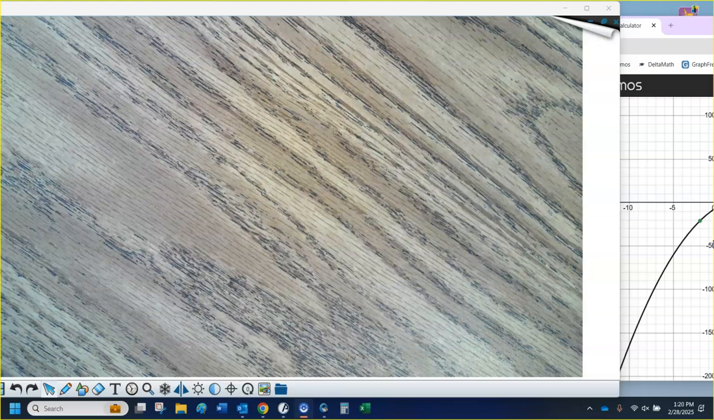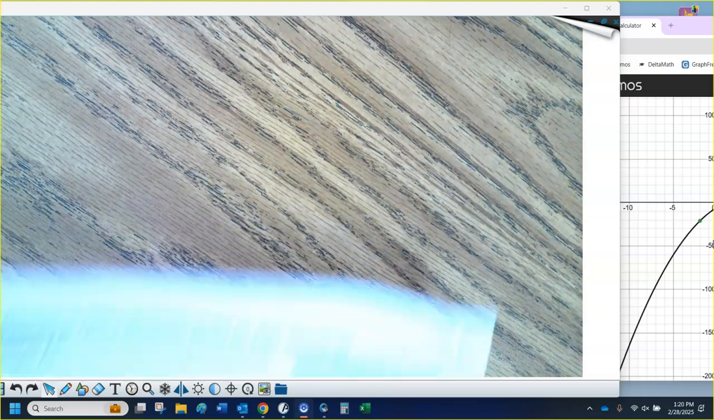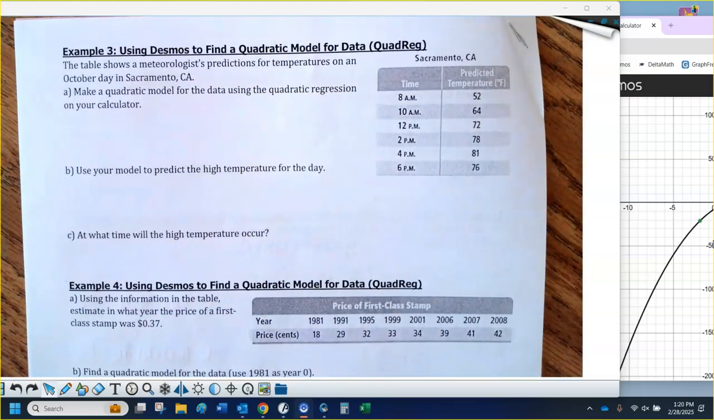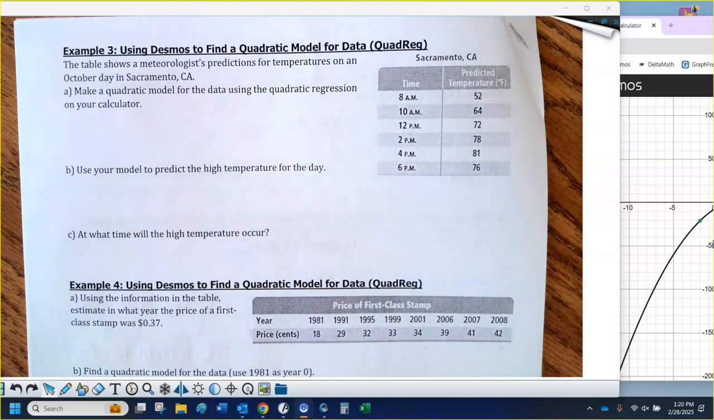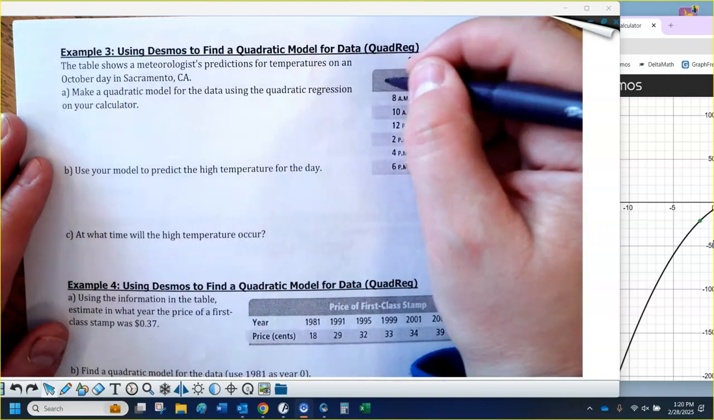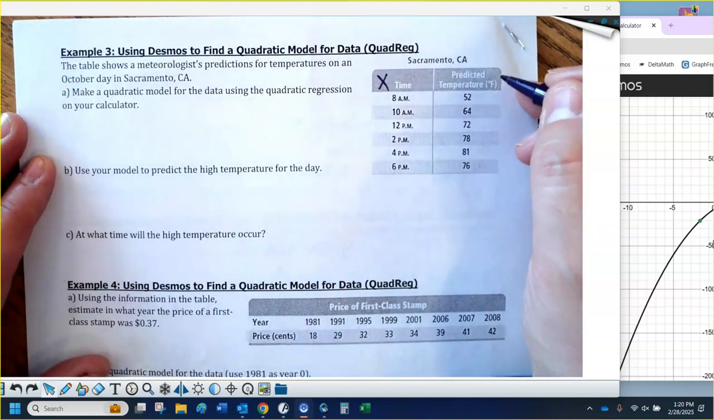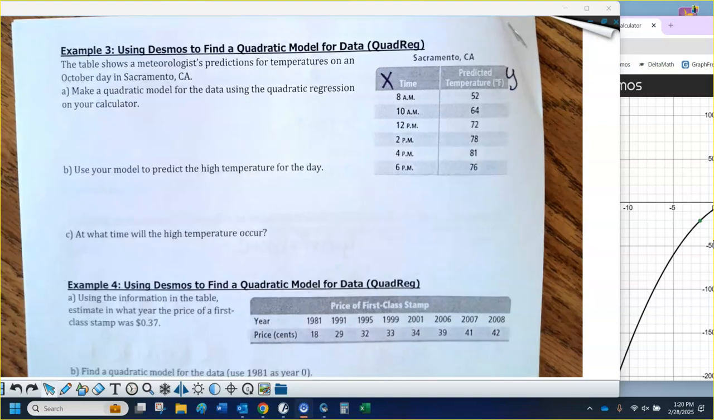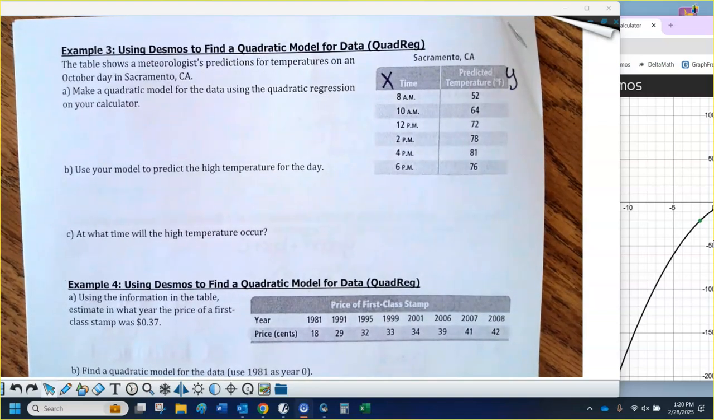Okay, now on the back. Now this, I'm going to ask you a little question before we start this. This gives me a table that has times and temperatures for a city in Sacramento, California during a certain day in the month of October. So nice weather here, obviously. And we're going to do a regression on this. We're going to have a little bit more data here because I've got 6 different times and temperatures, so we're going to have 6 points on our graph instead of 3.